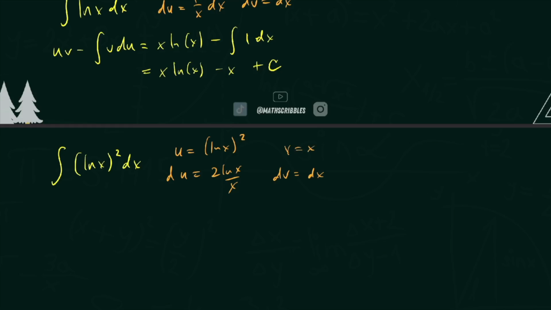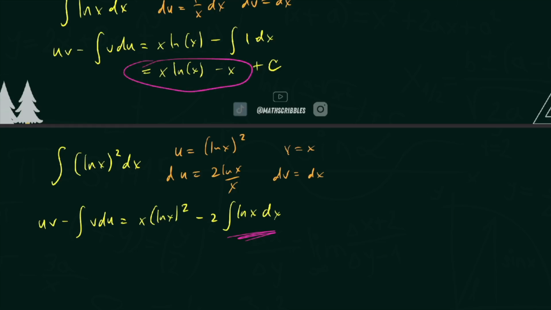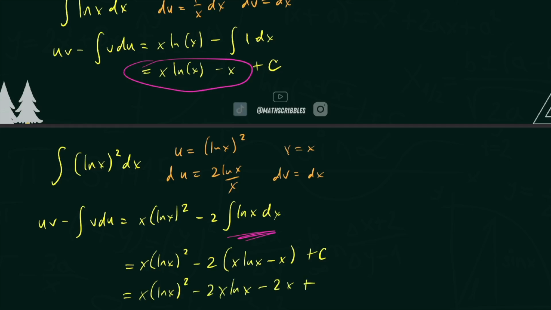So let's continue with that ultraviolet voodoo, as I like to call it. So uv minus integral v du is equal to x natural log of x raised to the power of 2 minus 2 integral of natural log of x dx. And so now what we need to do is continue integrating this, and that's the integral of natural log of x, which guess what? We know the answer for that, that's on top. So now our result is going to be x natural log of x raised to the power of 2 minus 2, parentheses x natural log of x minus x, and then we have our plus C. Let me just go ahead and distribute the 2 into all these terms. So we have minus 2x natural log of x minus 2x plus our C.